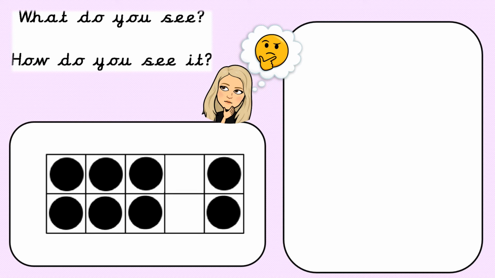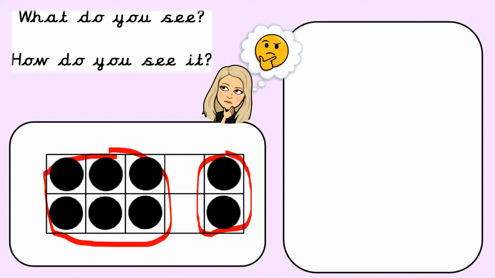All right, what do you see and how do you see it? Write the whole number and see if you can write down all the different number sentences to make this number. Press pause, and when you're ready again, press play. Okay, my brain knows that there is 8 because I can see 6 in this part and I can see 2 in this part. So I know that 6 add 2 more equals 8.